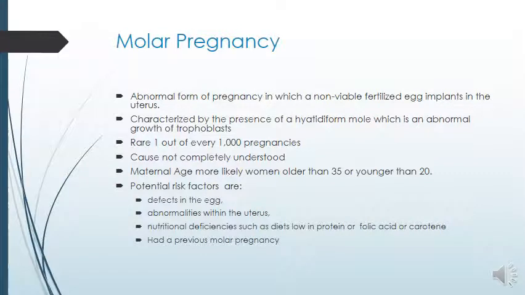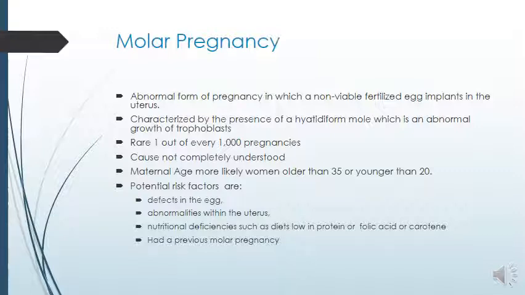A molar pregnancy is an abnormal form of pregnancy in which a non-viable fertilized egg implants in the uterus. It's characterized by the presence of a hydatidiform mole, which is an abnormal growth of trophoblasts. It is rare. It occurs 1 out of every 1,000 pregnancies. The cause is not completely understood.